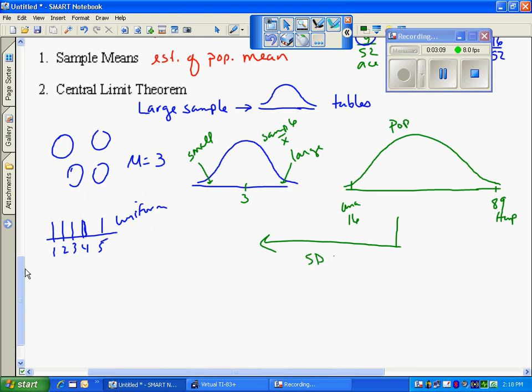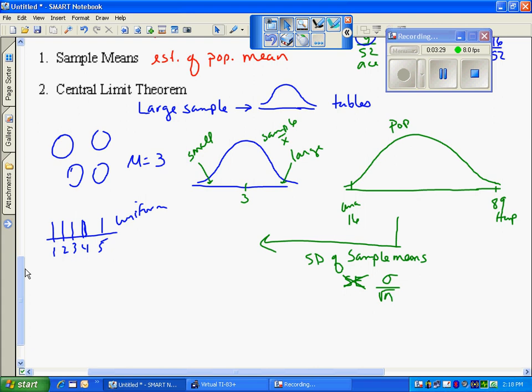So what happens is, when we start taking samples and looking at the information, the standard deviation of the sample means is smaller. How much smaller? It's called the standard error. I don't care if you remember that, but what I want you to know is it's smaller based on the size of the sample. That happens when we look at sample means.